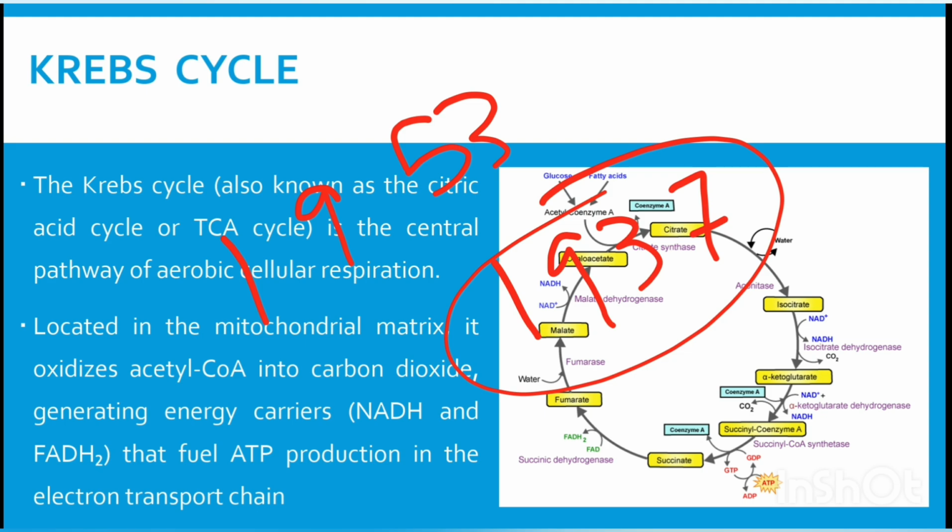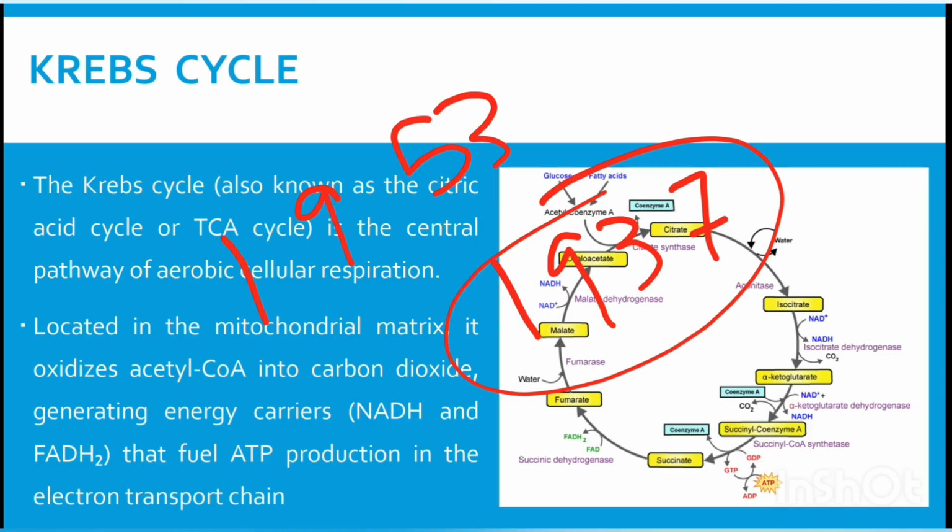This cycle is also called the citric acid cycle or tricarboxylic acid cycle, as citric acid has 3 carboxyl groups and all the earliest intermediates have 3 carboxylic groups. That's why it is called the tricarboxylic acid cycle. The first intermediate, citric acid, is the first stable product of the Krebs cycle.